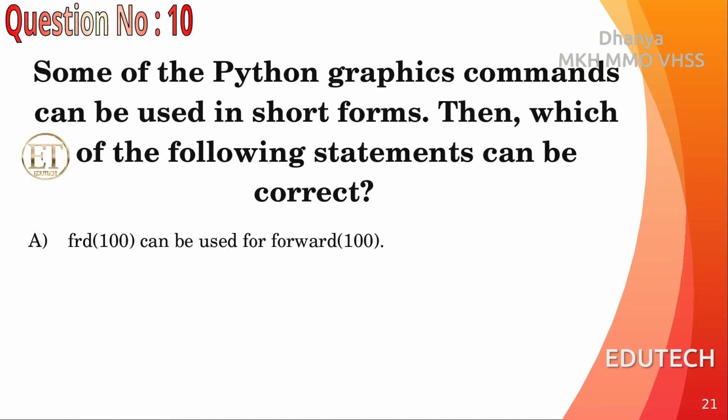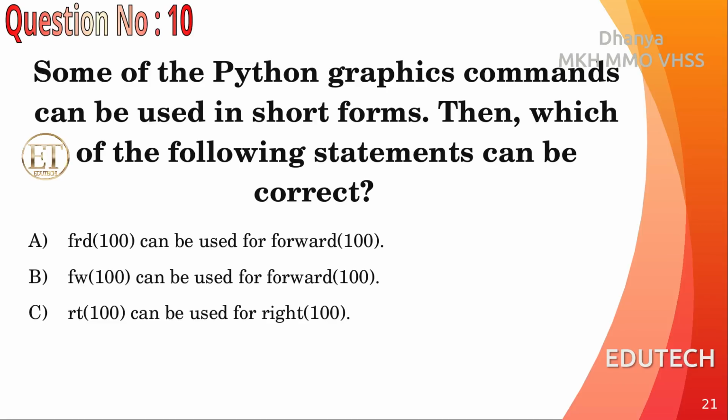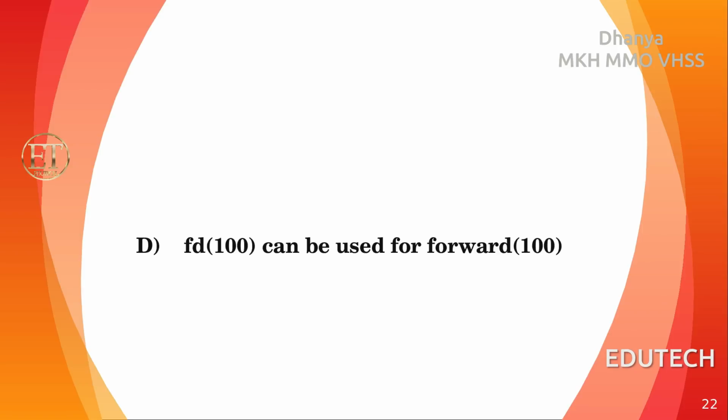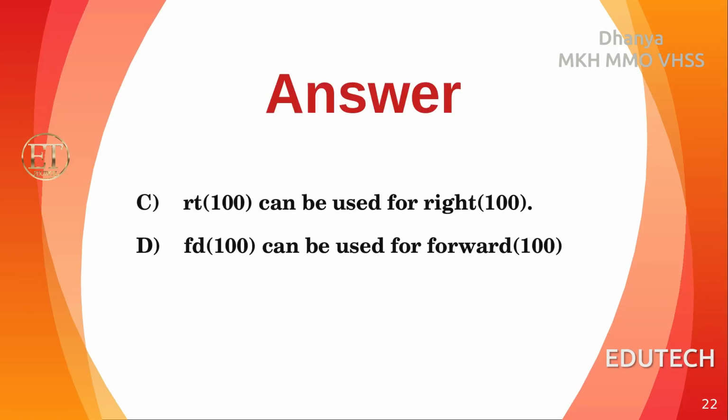Question number 10. Some of the Python graphics commands can be used in short forms. Then which of the following statements can be correct? A. FRD 100 can be used for forward 100. B. FW 100 can be used for forward 100. C. RT 100 can be used for right 100. D. FD 100 can be used for forward 100. E. RI 100 can be used for right 100. Answer: C. RT 100 can be used for right 100. D. FD 100 can be used for forward 100.